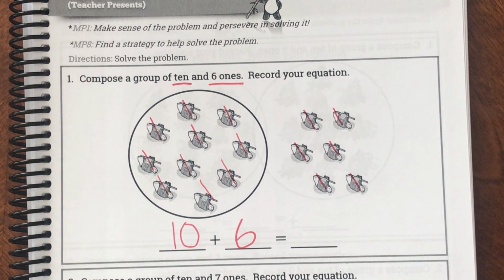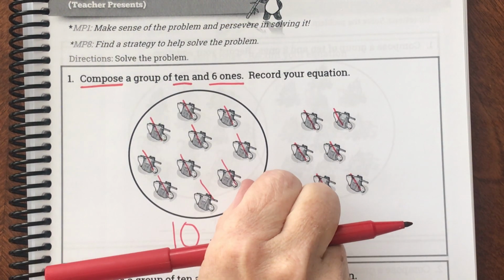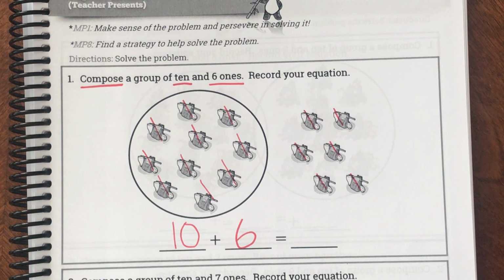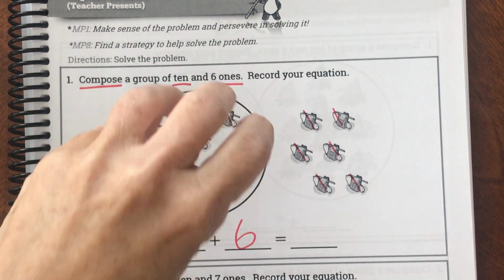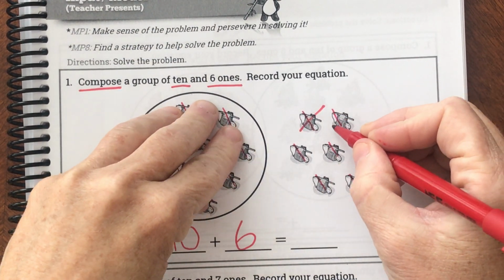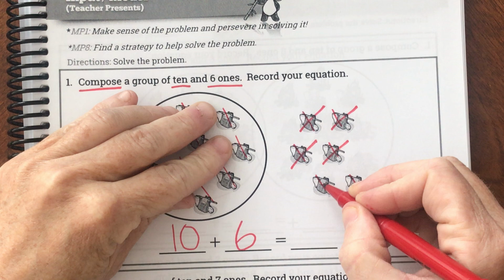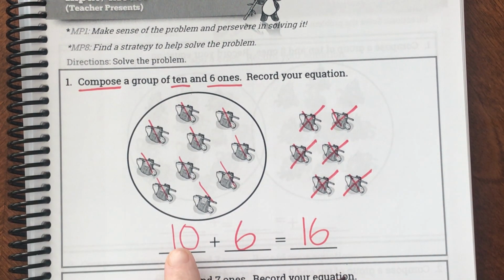Now, what do they want me to do with those? Boys and girls, they want me to compose them, which means they want me to put them together. So when I put them together, I can just say I have 10. I don't need to count those again. So I have 10, 11, 12, 13, 14, 15, 16. So I have 10 plus 6 equals 16.